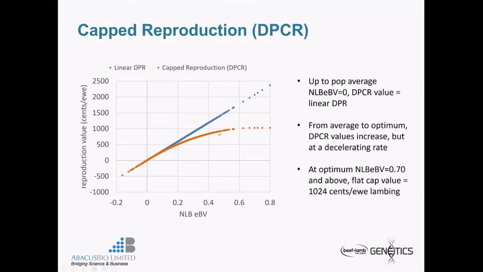And the value plateaus until it reaches a cap, and that cap is at a number of lambs born breeding value of about 0.7. And at that point, the maximum subindex you can get for capped reproduction is about 1,024 cents. So the impact starts at quite a low level of number of lambs born, but it gets bigger and bigger as the rams get more prolific.